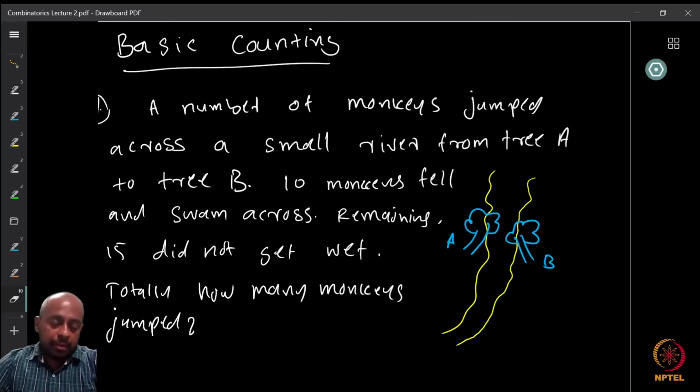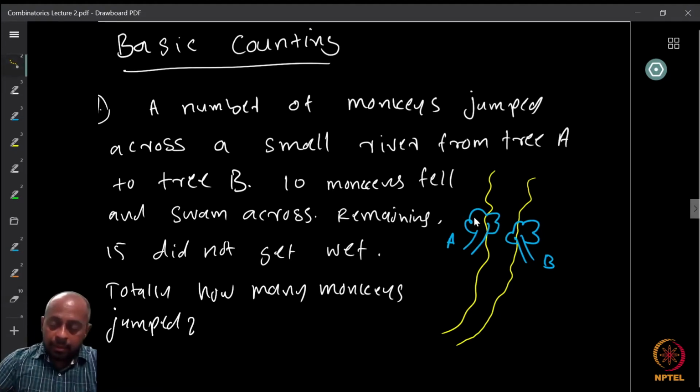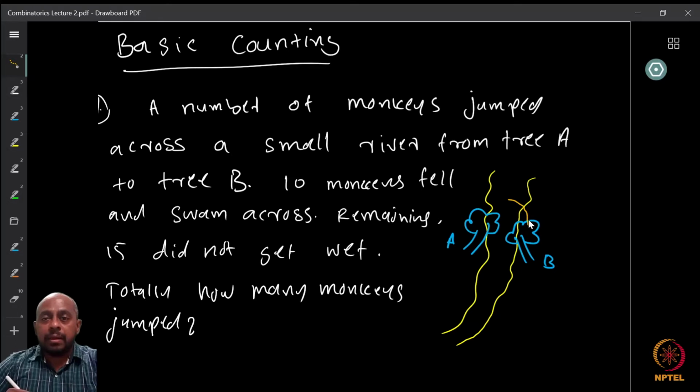So here is the question: a number of monkeys jumped across a small river from tree A to tree B. Okay, so we have these two trees, let us say A and B, and the monkeys jumped from one tree to the other. Now, when they were jumping, 10 of the monkeys fell down to the river, and then they got wet, and then they swam across. What we know further is that the remaining 15 monkeys did not get wet. Now the question asks us to find the total number of monkeys that jumped.